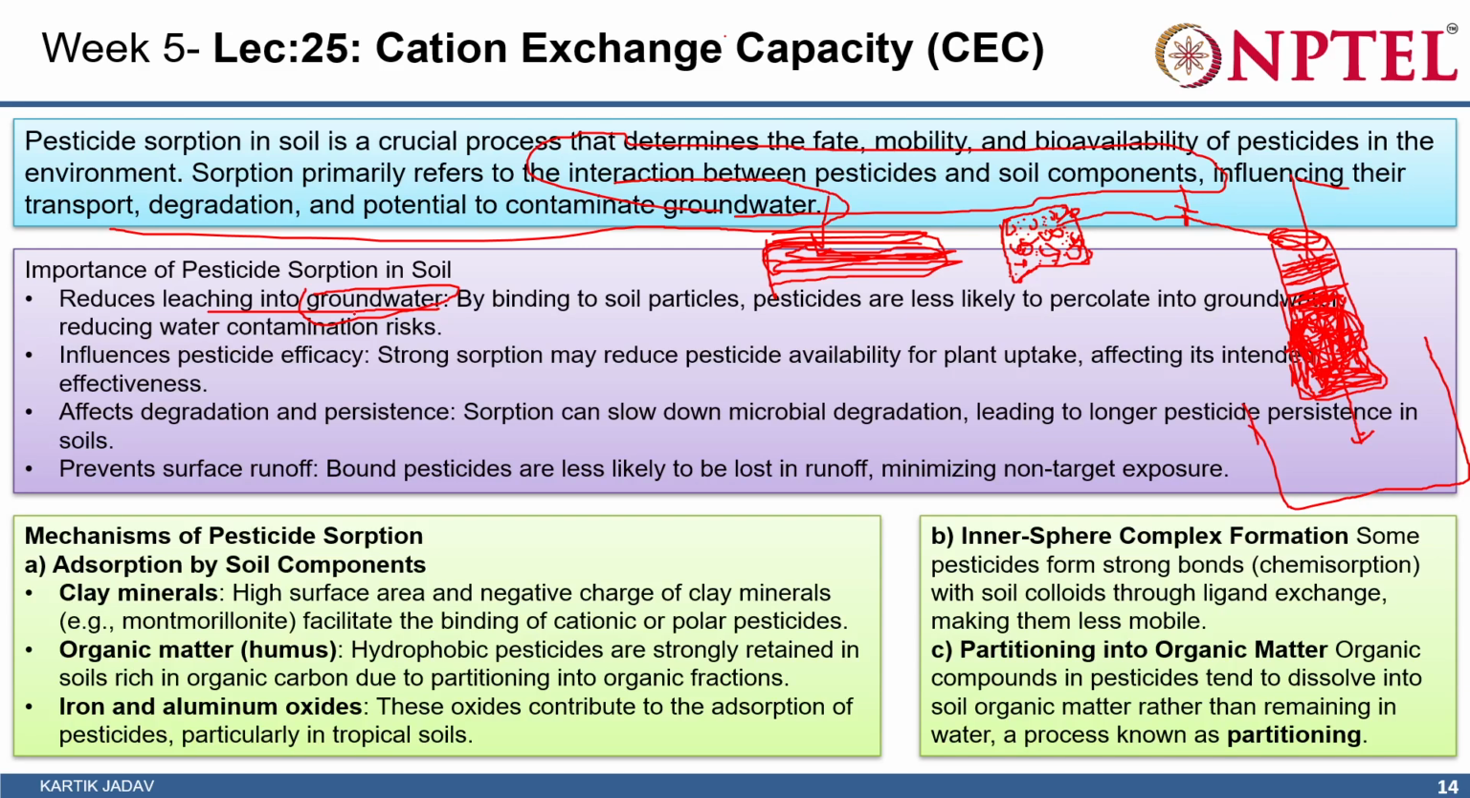Then if we talk about the mechanism of pesticide sorption, it is adsorption by soil components, inner sphere complex formation, and partitioning into organic matter. Adsorption on soil components is generally affected by clay minerals, organic matter, and iron and aluminum oxides, right? In inner sphere complex formation, some pesticides form strong bonds with soil colloids through ligand exchange, making them less mobile, while some pesticides also have a higher attachment towards organic matter. So all these mechanisms affect pesticide sorption.